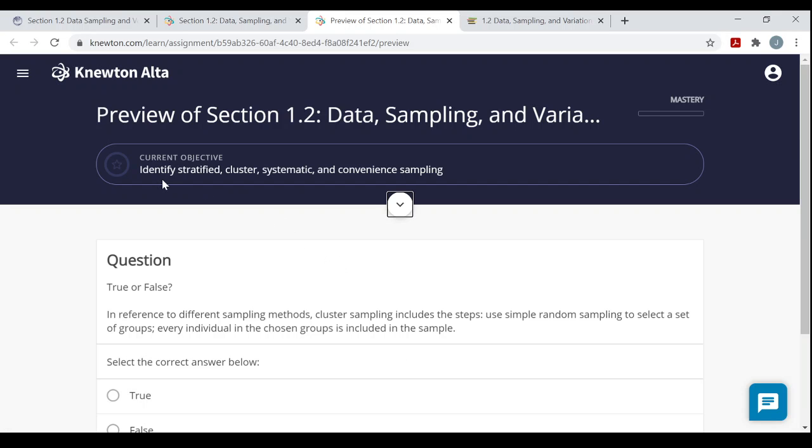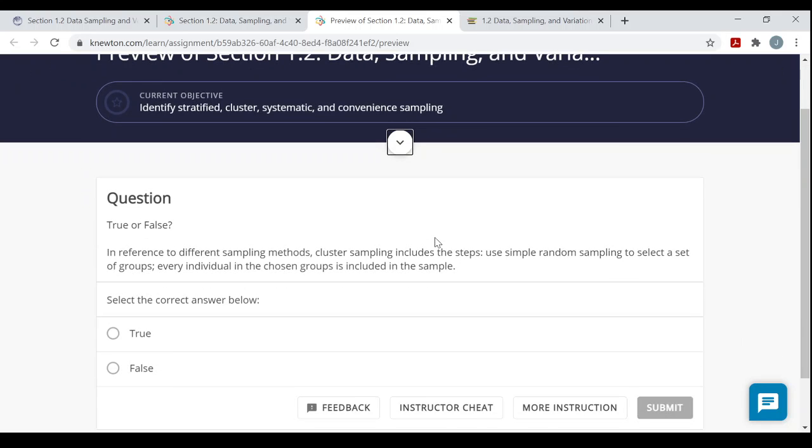Now, let me talk about this objective here. These types of sampling. Sampling is, remember from last section, you have a population, which is the entirety of what you're trying to study. And if you just select a portion of that population, that is a sample. Well, the way that you select that portion of the population, that's called sampling. All right, pulling a sample.